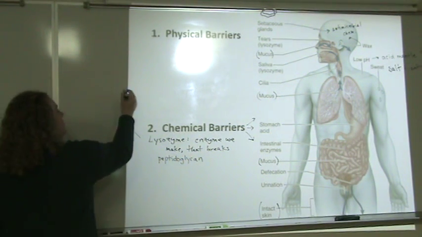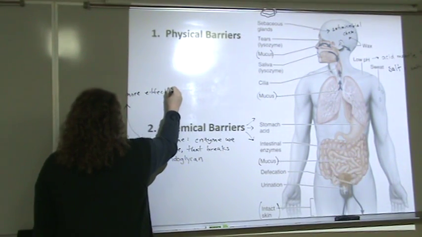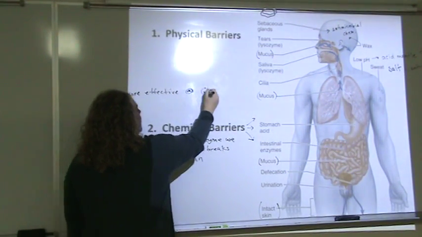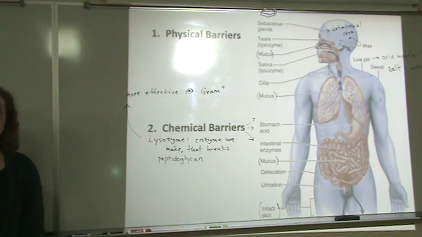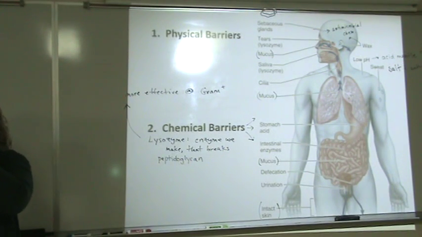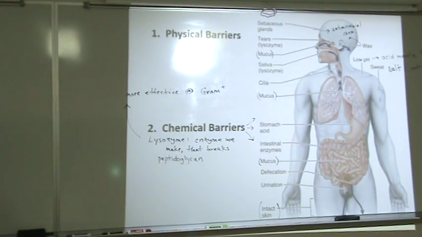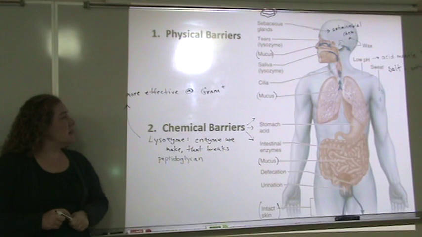Oh, I know what I was going to write. Lysozyme is more effective against gram positives, because if you're gram positive, there's nothing between your peptidoglycan and the lysozyme. Gram negatives have an outer membrane and they can somewhat block the effects of lysozyme. Lysozyme is great.